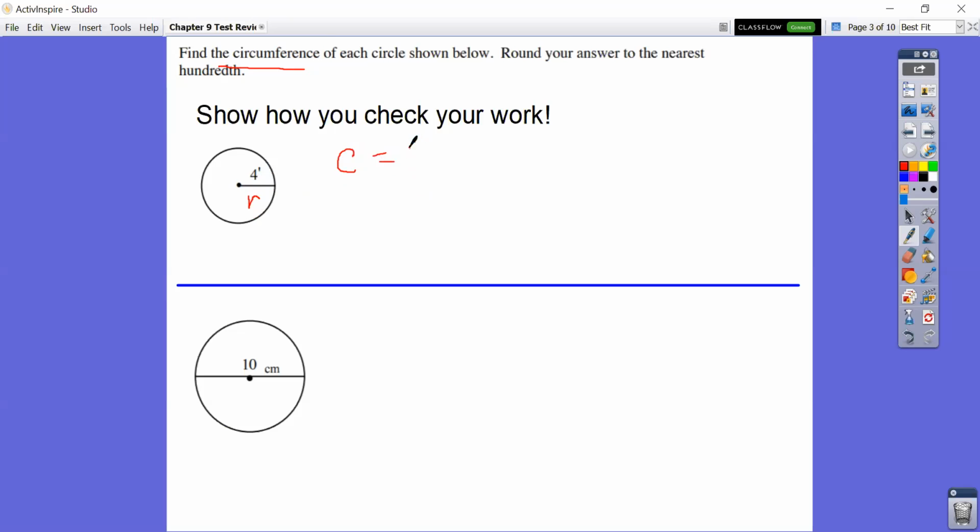Which one are you going to use? C equals pi d or C equals 2 pi radius. Whichever one you can, it doesn't matter, they both will get you the same answer, okay? So since they get you radius, use radius. C equals 2 times 3.14 times the radius, which equals 4, okay?